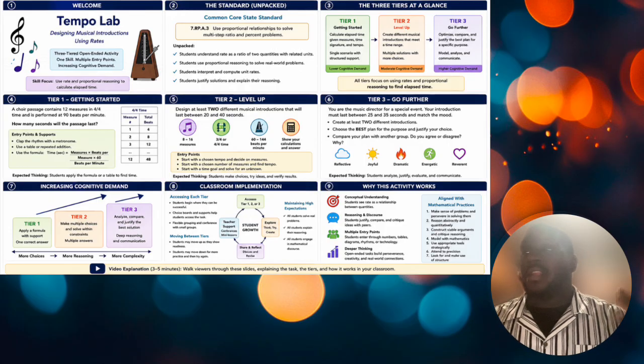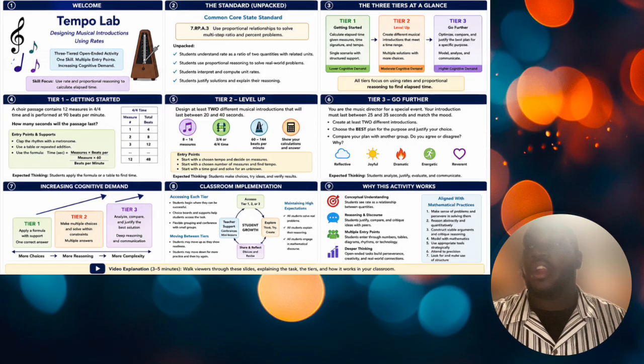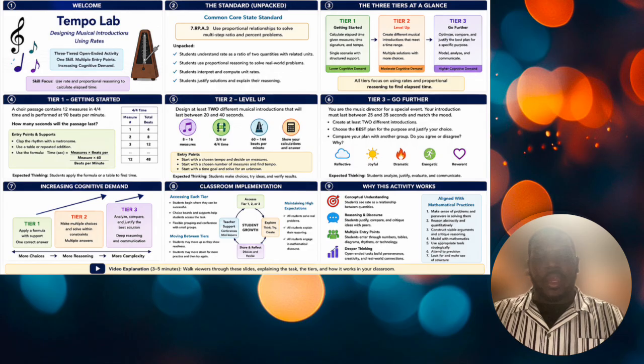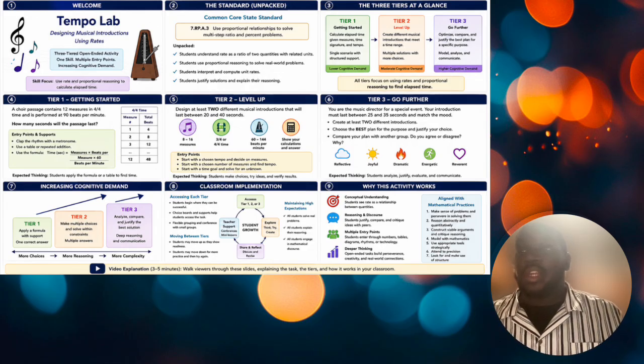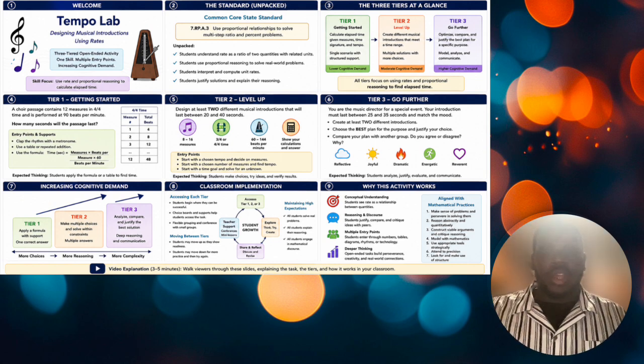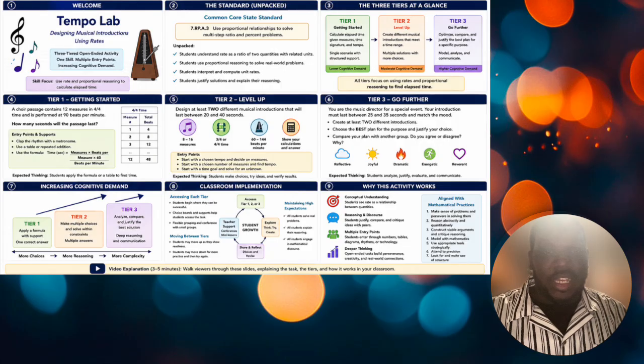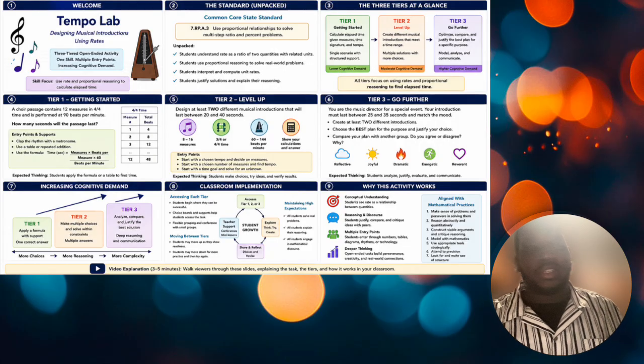My differential open-ended activity is called Tempo Lab. This Tempo Lab is designed for a secondary choir or integrated grade 6 mathematics setting. This can be either for sixth grade or for 9th to 12th graders. Our focus is on Common Core Standard 7.RP.8.3, which states that we want to use proportional relationships to solve multi-step ratio and percent problems.